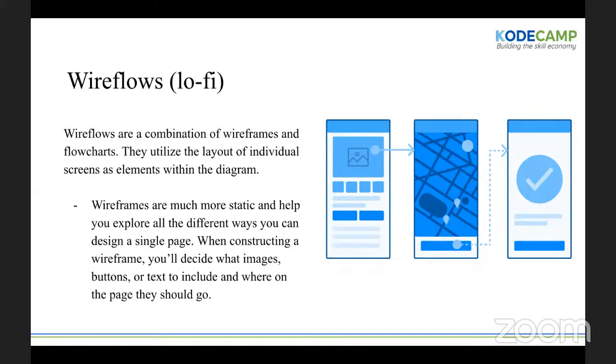So wire flows are basically a combination of wireframes and flowcharts. They utilize a layout of individual screens as elements within the diagram. This diagram is a big diagram, right? But we have task flows inside. We also have wire flows inside, because from the task flow, it will lead to the wire flows. But at the end of the day, we just want to show where all the tasks are going to lead our users to, the entry point and then the ending point.